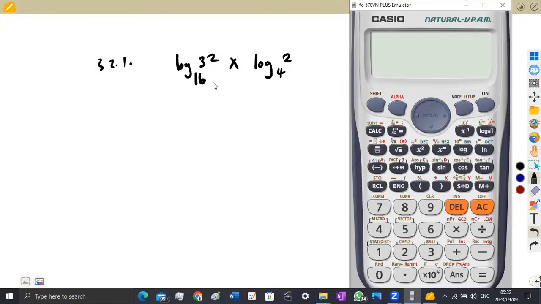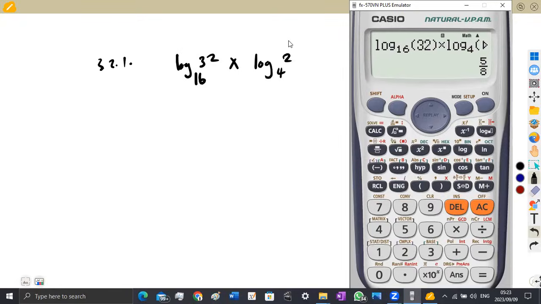All right, on your calculator, you've got the logarithm base 16 of 32, times the logarithm base 4 of 2, like this. On your calculator here, you are getting 5 over 8.